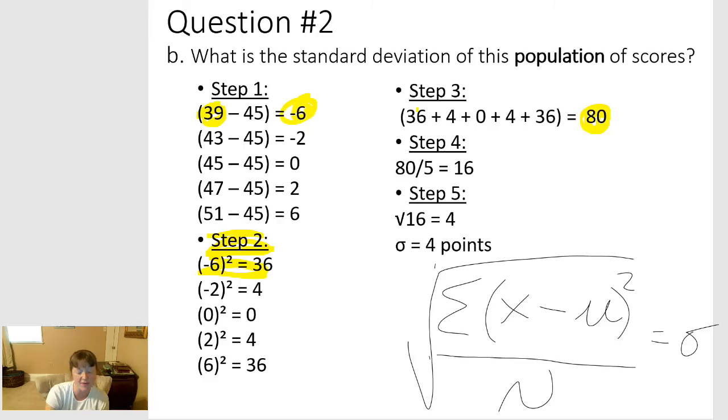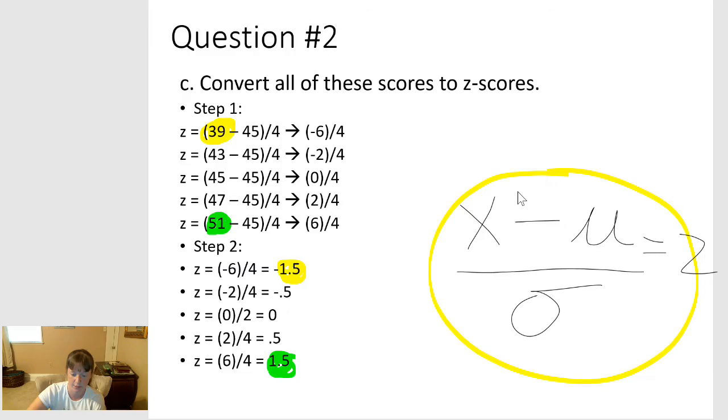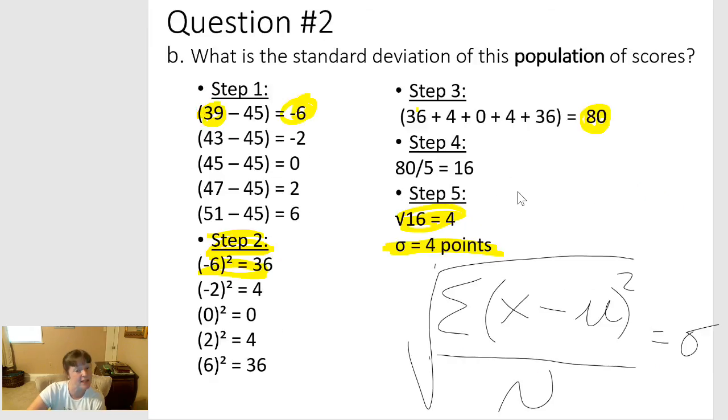Then I'm going to divide by 5. Why 5 and not 4? Because I'm dividing by n, because this is a population. And then as a last step, I take the square root to get 4. So the standard deviation for these scores is 4. The average is 45 with a standard deviation of 4 points. And notice that I'm showing every single individual tedious step. That's the idea here.